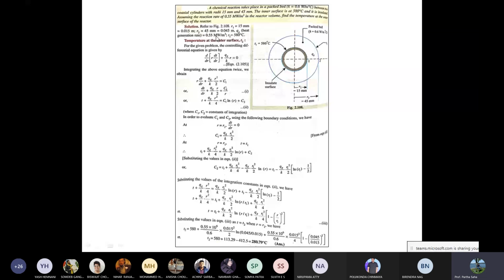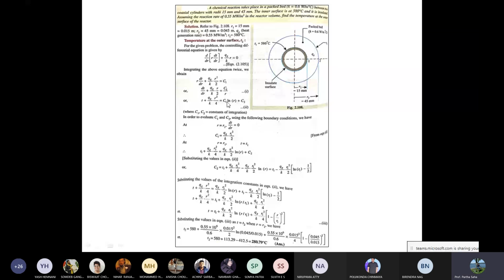Now the temperature of the outer surface T2 can be found from the given problem using the differential equation. Remember the differential equation you use, right? 1 by r d by dr of r dT by dr plus Qg by K equals 0. By integrating the above equation twice, we get T equals minus Qg by K R square by 4 plus C1 ln R plus C2. This is the same expression, right?